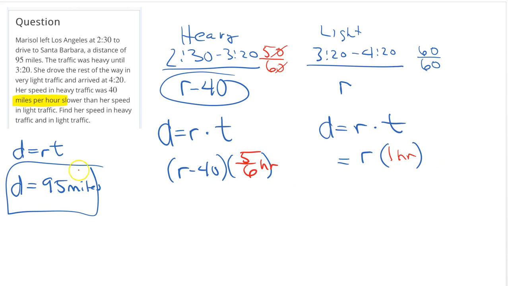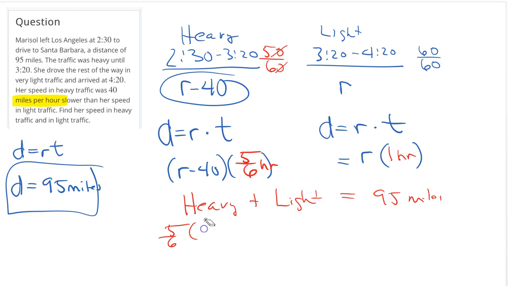Now we know that the total distance for both heavy plus light, so if I add heavy plus light, that's going to equal 95 miles, right? So this is my distance in heavy traffic, which is going to be 5/6, I'm going to put that in front, times r minus 40. All right? Plus light traffic, which is 1r. So I'm just going to put plus r because I went ahead and multiplied the 1 times r equals 95. So basically, this is the equation that we have to solve.